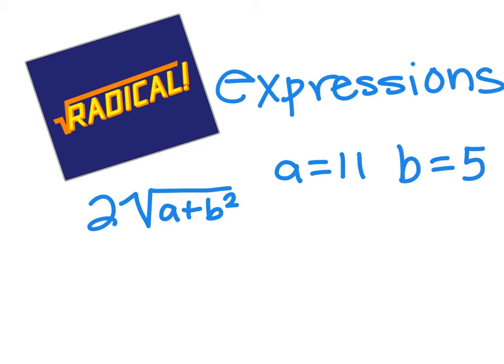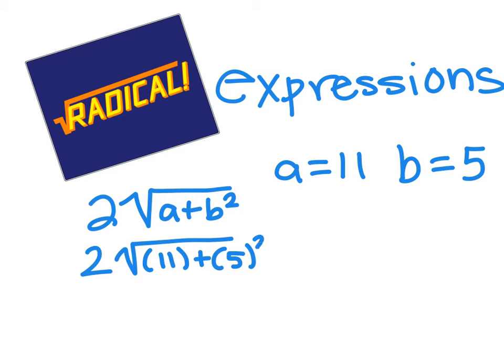You're going to solve this just like you would solve any algebraic expression, by substituting in the values of a and b. So we would rewrite this as 2 times the square root of 11 plus 5 squared. Okay? So that gives us 2 times the square root of 11 plus 25.